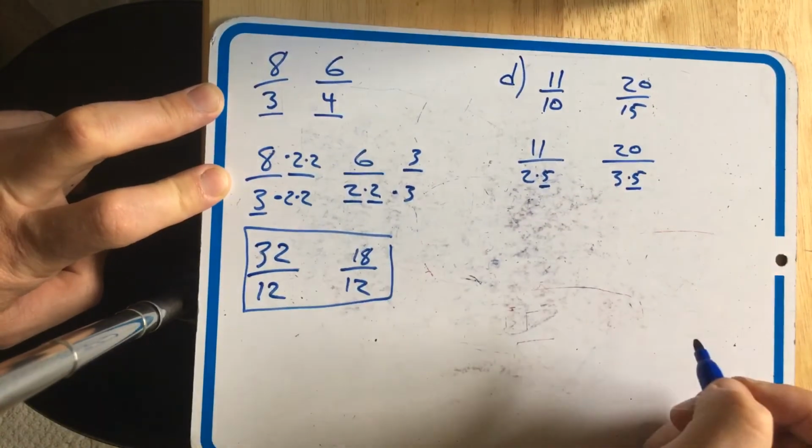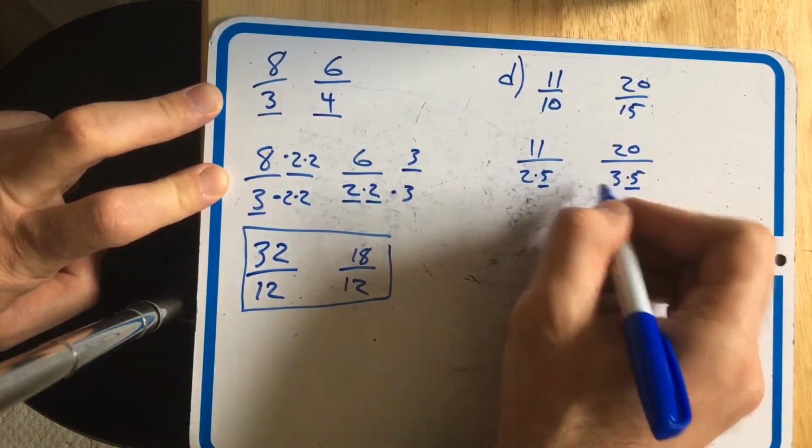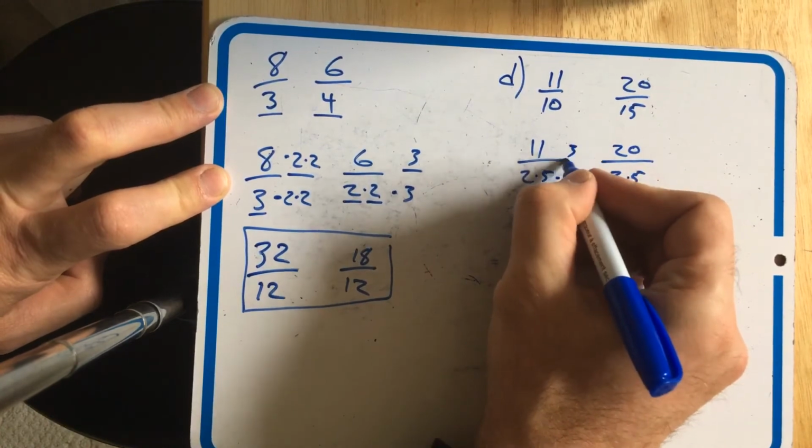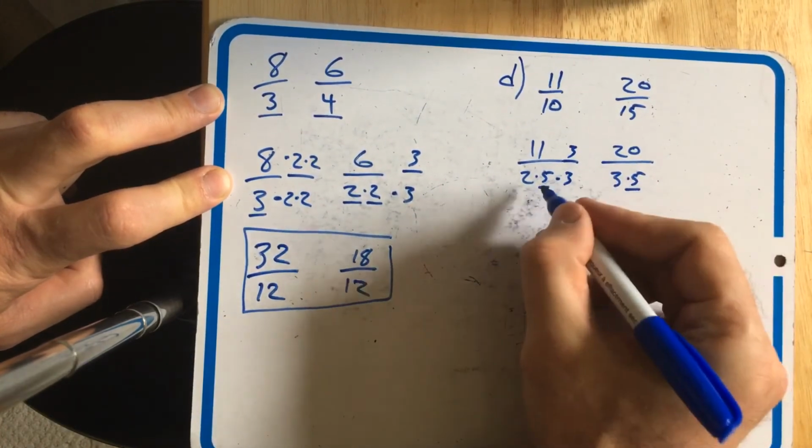So we don't need to multiply by 5. But this one here we have 2, 5, we need a 3. So we multiply by 3 over 3. And this one we have a 3 and a 5, we need a 2.